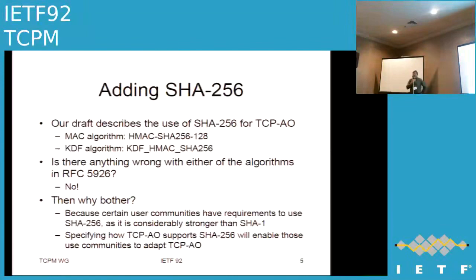So now finally to our draft. We're proposing a 3rd one, and the first question is why. Is there anything wrong with the 2 that are in 5926? The answer is no. But SHA-1 has been generally replaced with SHA-256 in the sense that it's the next version, if you will, of SHA. And it has more computation, has a larger integrity tag, so it is a stronger algorithm. And there are certain communities that won't use SHA-1 anymore. So what we believe is that those communities will use TCP/AO if a SHA-256 based algorithm and KDF are specified, and that's what this document's all about.